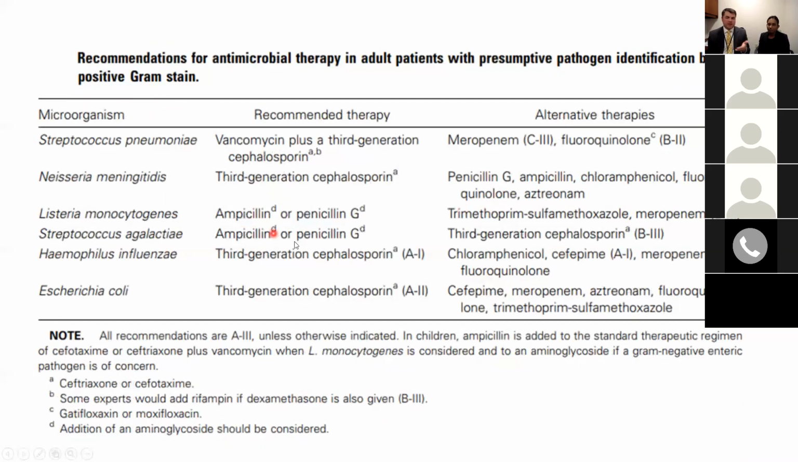And this chart is good because it also gives you an alternative. If the patient has a penicillin allergy, we've gotten that question before: what do I give to cover Listeria? Here Bactrim is a good alternative, or meropenem. And Haemophilus, again, a third-generation cephalosporin, ceftriaxone. E. coli, third-generation cephalosporin. So you guys have the recommended therapy and the alternative therapy.